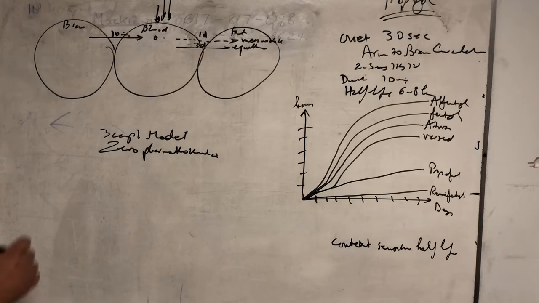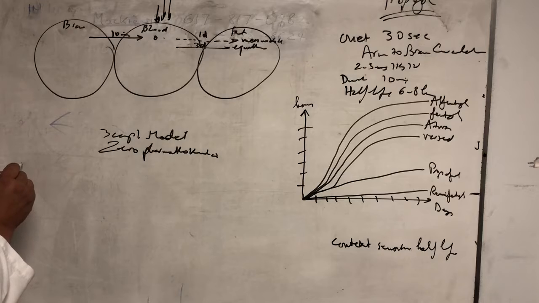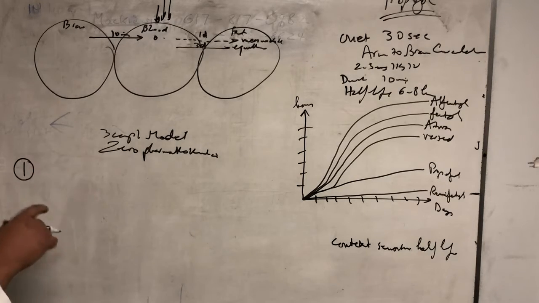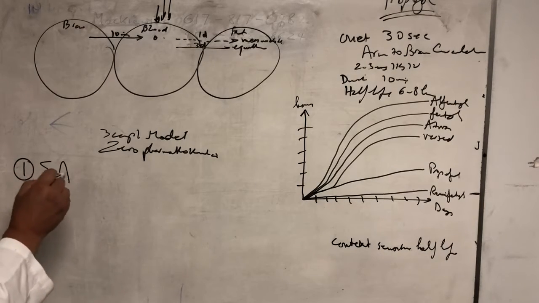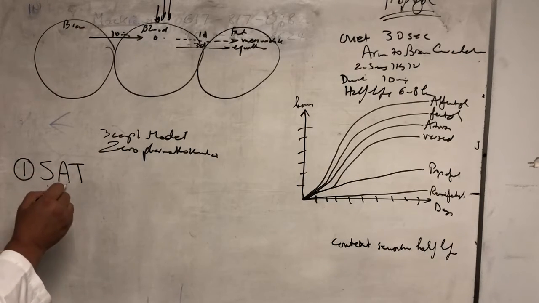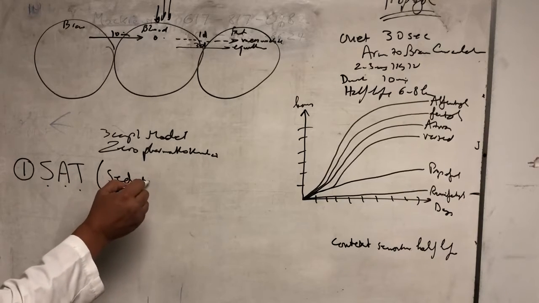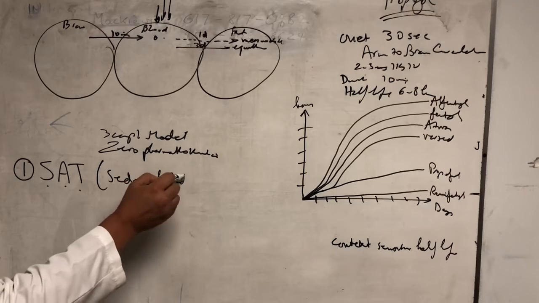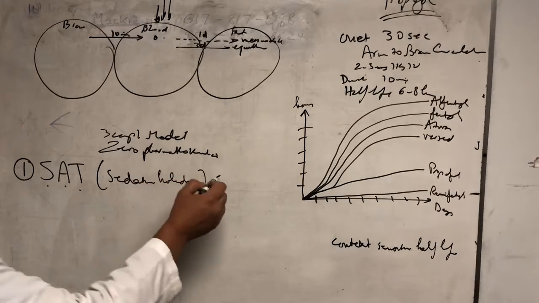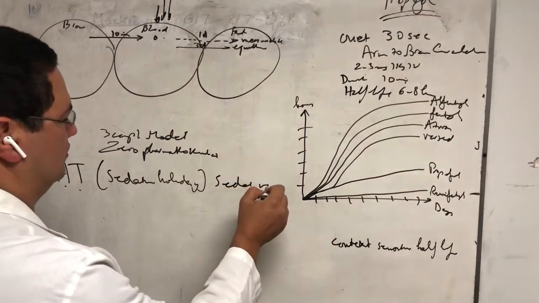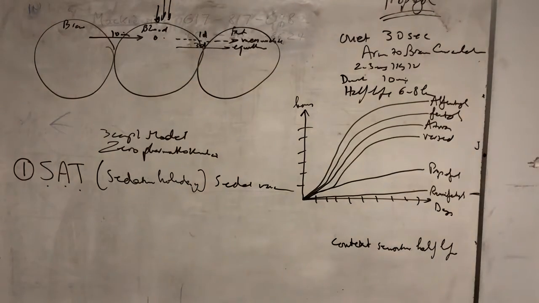So basically, the first thing that came out of this, and you see this on the order set by the way, is the sedation holiday, or SAT, spontaneous awakening trial. Some people call it a sedation vacation, whatever you want to call it. This is where you stop the sedation and let the patient wake up and then see what happens, right?